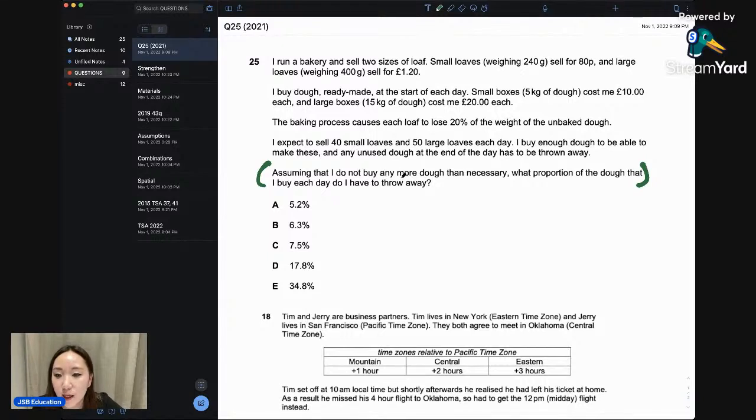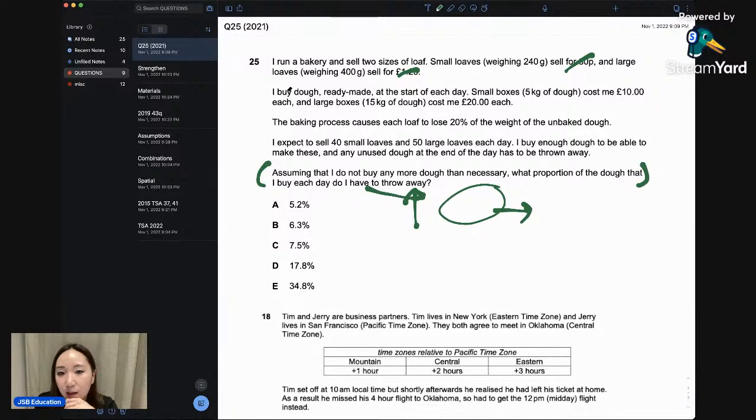So assuming that I do not buy any more dough than necessary, what proportion of the dough that I buy each day do I have to throw away? So we're looking for how much do we buy, and then how much are we throwing away. Going through, we're running a bakery. We sell two sizes of loaves, small loaves, 240 grams, sell for 80p. So we can assume this is not going to be relevant based on the question. This is what I mean. It saves you having to read all of that, but it's a small thing, and all of these things do add up.